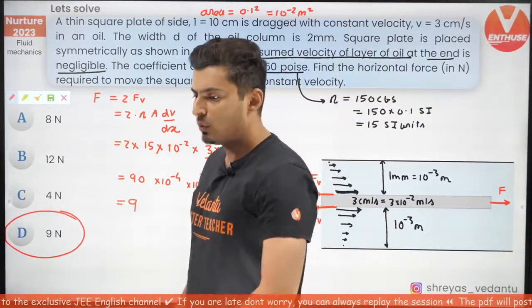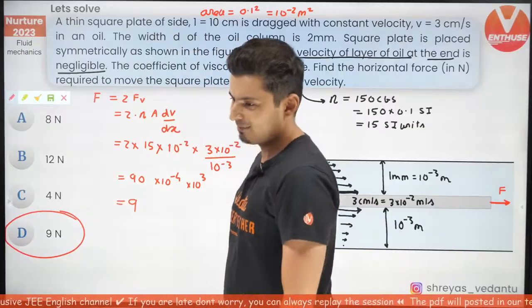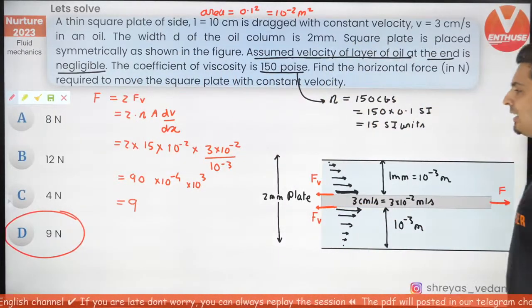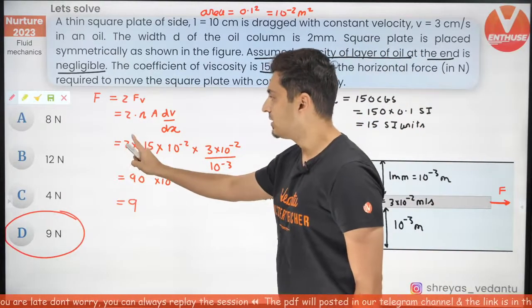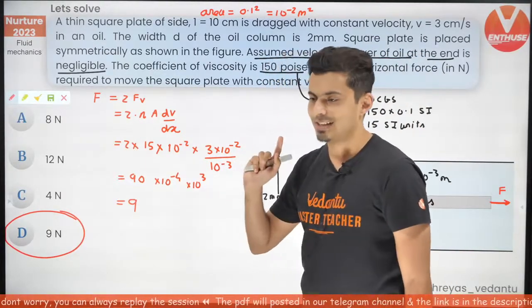Perfect. Understood? So the catch was this 2. If you don't put this 2, you will get exactly half the answer.